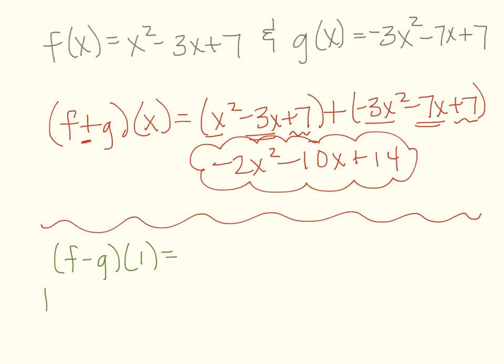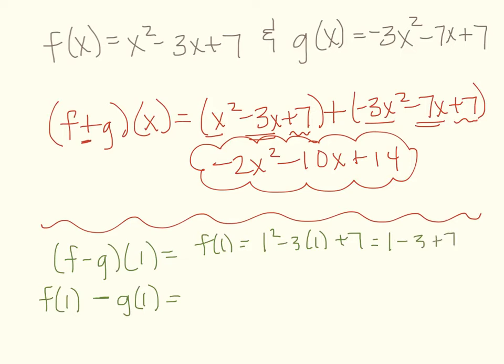So what I want is I want you to find f of 1, and I want you to subtract g of 1 from it. So let's find f of 1 and g of 1 first. So f of 1, if I go into my f of x, which is x squared minus 3x plus 7, but I actually plug a 1 in for every x, I'm going to get 1 squared is 1 minus 3 plus 7. 1 minus 3 is negative 2. Negative 2 plus 7 is 5. f of 1 is 5.